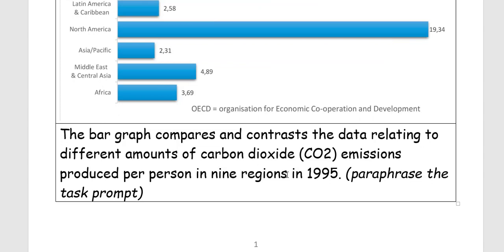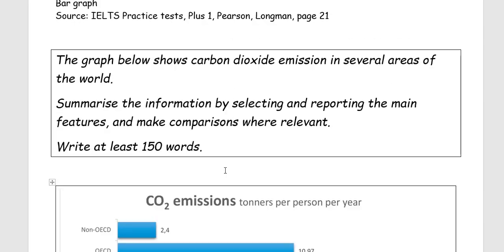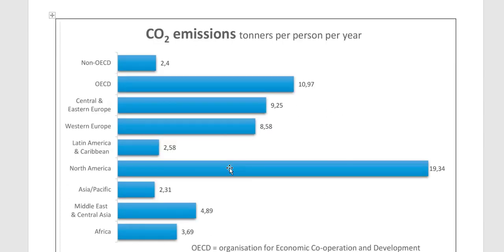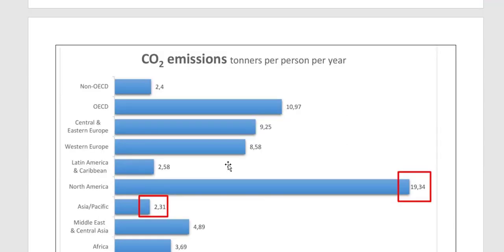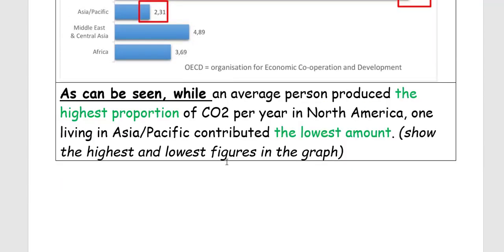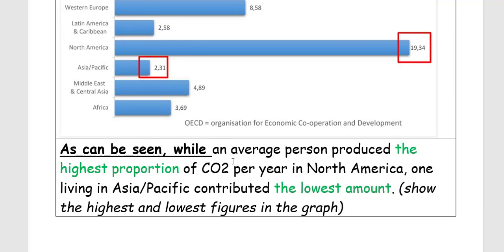And then in 1995. So you must indicate the exact year. All right. So basically what you need to do is to paraphrase the task given, okay, and make sure to include all the details here. Now let's focus on the next sentence. Okay, in the next paragraph, you must focus on general trends.